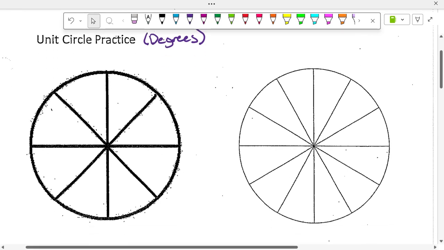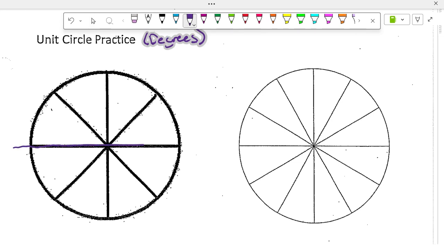Now, the way the unit circle works is, let's say these are axes, which they technically are, the x and y axis. You always start at the right side of the x-axis and you go counterclockwise. So as we're going around counterclockwise.